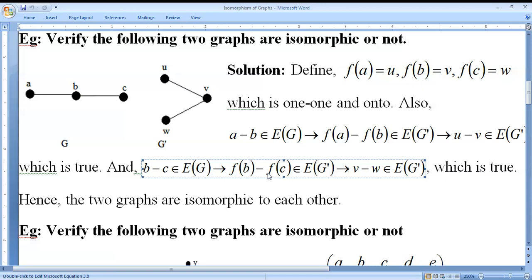Since all the conditions are satisfied, the conditions are that f must be a bijective function, which is satisfied, and also the second one, if UV is an edge in the first graph, then f of U, f of V must be an edge in the second graph, that is also satisfied. Hence we can say that the two given graphs are isomorphic to each other.